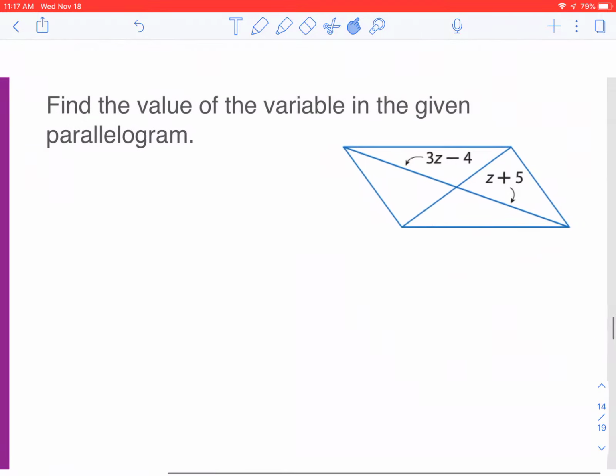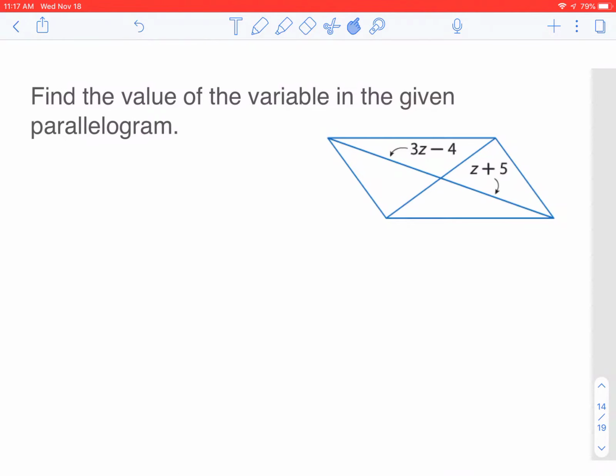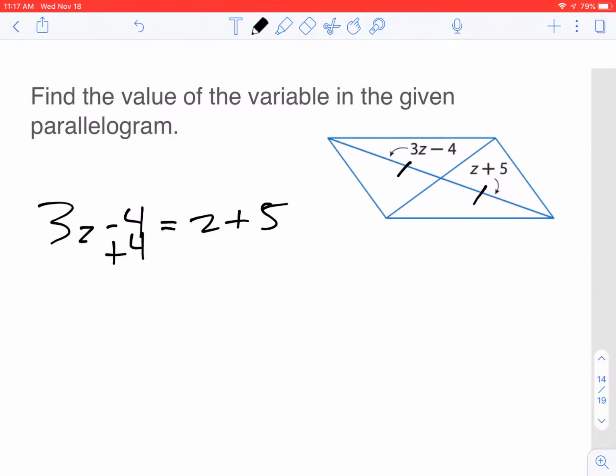Here are some problems that we might have. Find the value of the variable. Well, we know that that's bisected, so those two are congruent. So 3z minus 4 equals z plus 5. I'm going to add 4. 3z equals z plus 9.